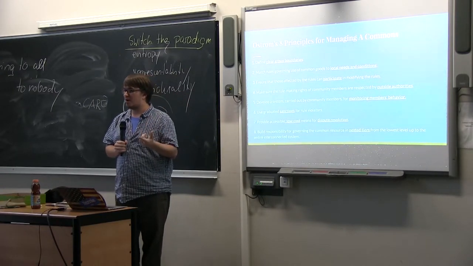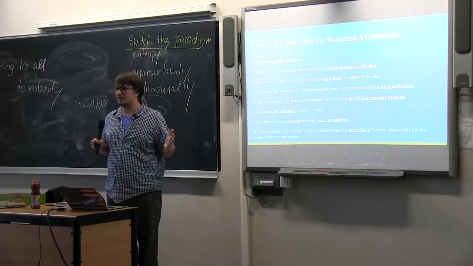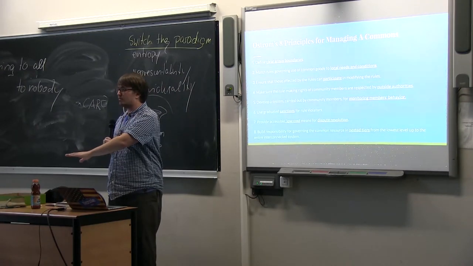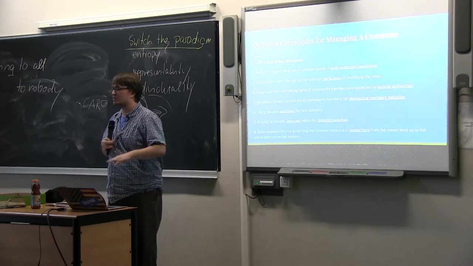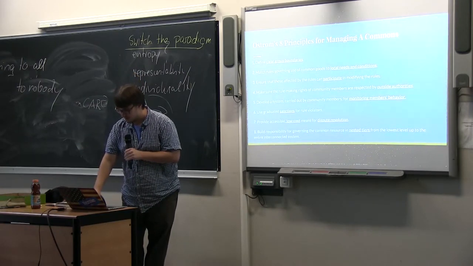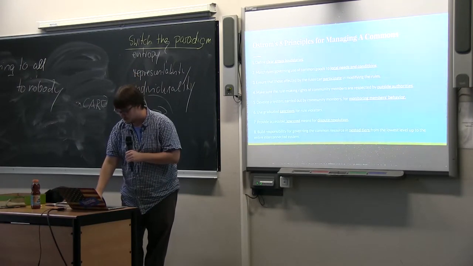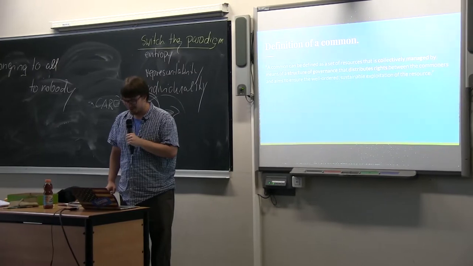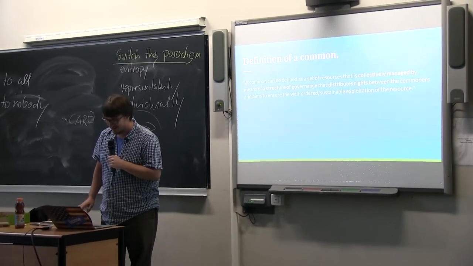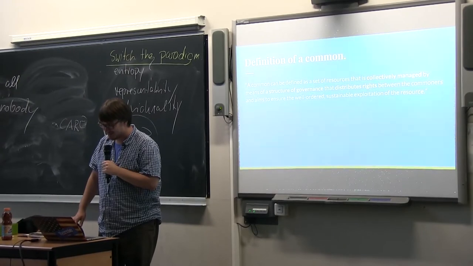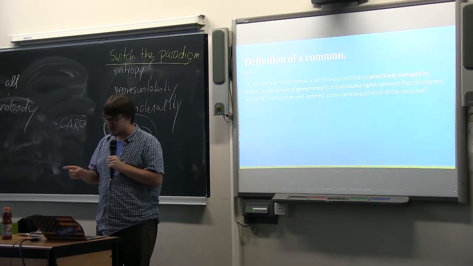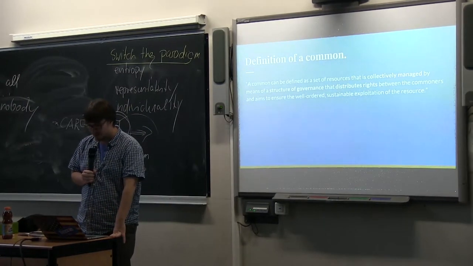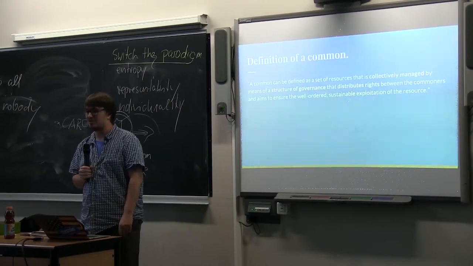And so this is a really powerful idea because it's able to be applied to lots of different things. You can see some of the things that are true for Wikipedia might also be true for a fishery in Maine. And that's where some of the power of the commons literature comes from, that it's able to make these broader generalizations. So even though we were told not to give definitions of the commons, I will, because I found one that takes all of this together. A commons can be defined as a set of resources that is collectively managed by means of a structure of governance that distributes rights between commoners and aims to ensure the well-ordered, sustainable exploitation of the resources.